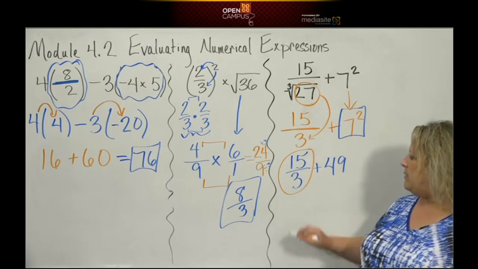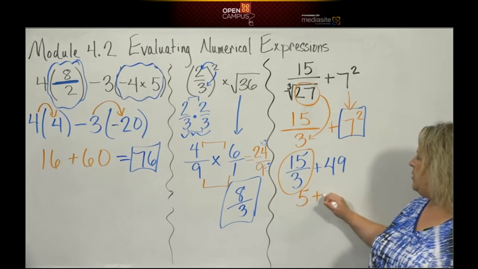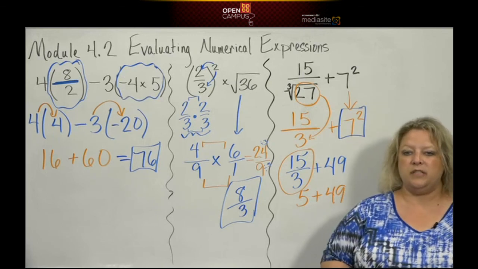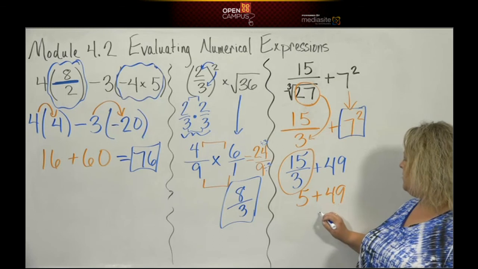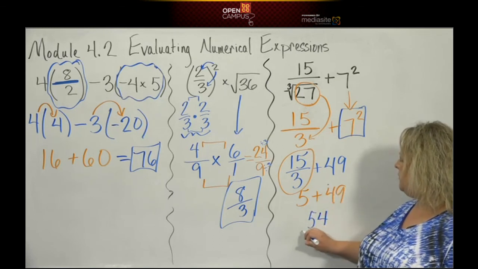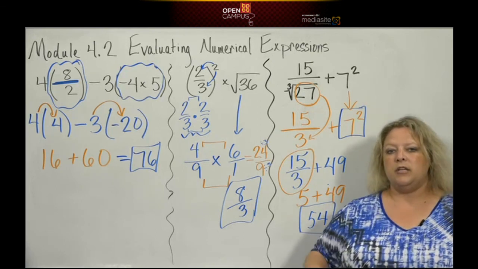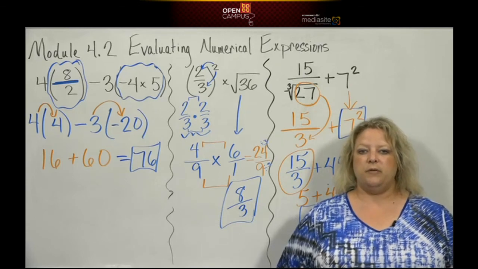15 divided by 3. Absolutely, I can do that and get 5. And then plus 49. And the last step is addition. So what is 5 plus 49? Let's see. That's 14. Carry the 1. That would be 5. So 54 is my final answer. All right? Good job. Next, we're going to work on evaluating algebraic expressions.